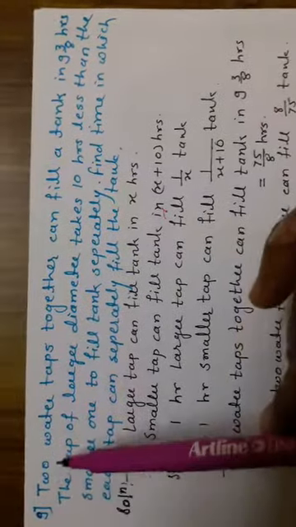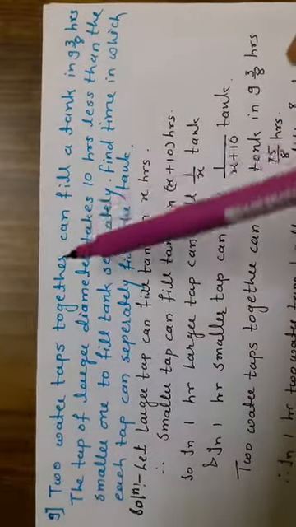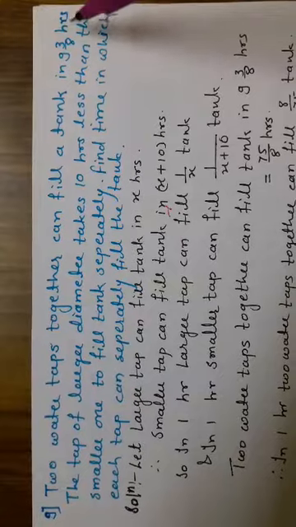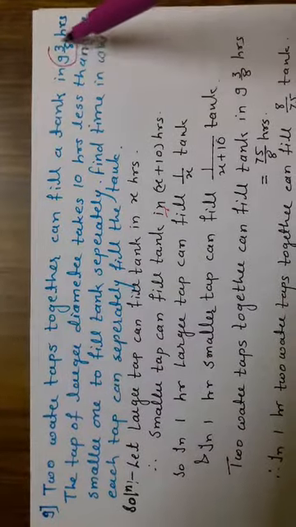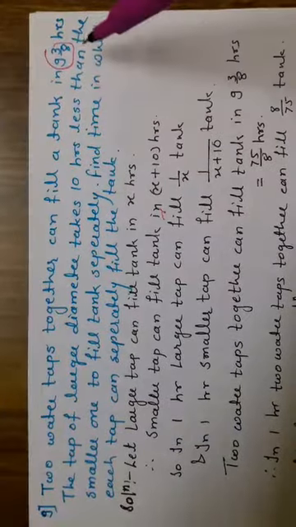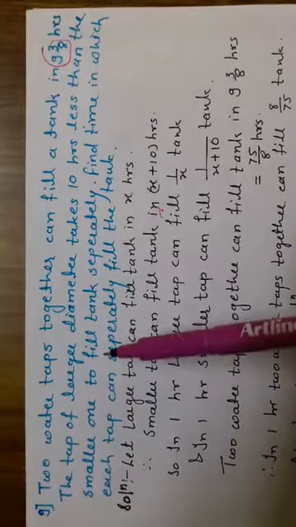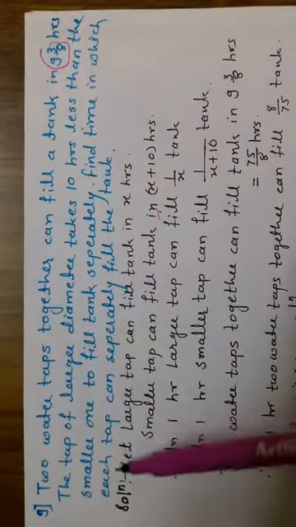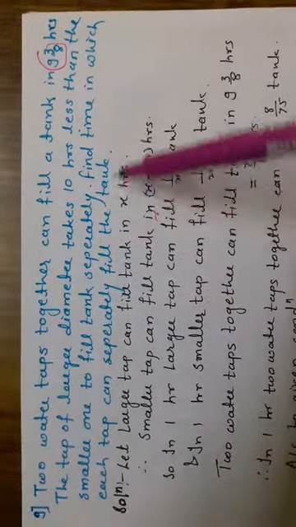Let's see the 9th problem. 2 water taps together can fill a tank in 9 3/8 hours. It is a mixed fraction. The tap of a larger diameter takes 10 hours less than the smaller one to fill the tank separately. Find the time in which each tap can separately fill the tank.